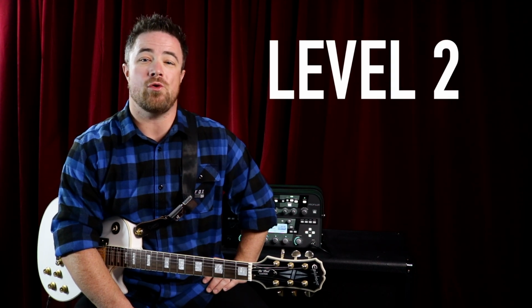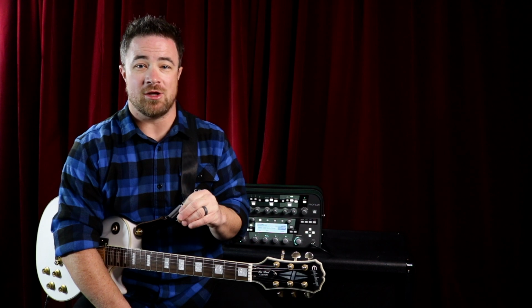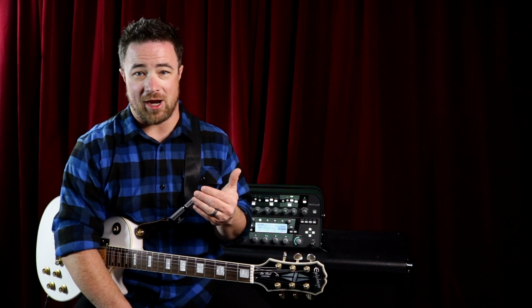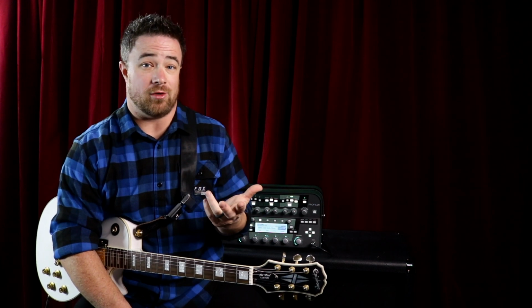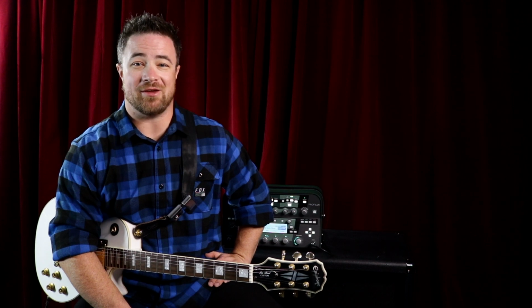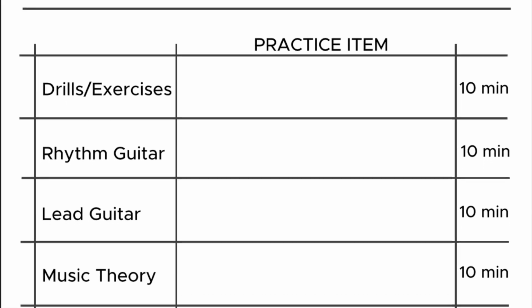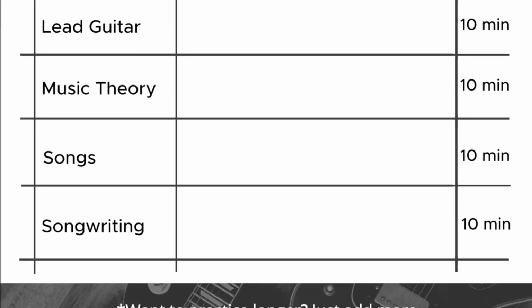Now, if you've got a little bit more time, you're practicing longer than like 10 minutes a day, then let's go to level 2. For level 2 of this, what we're going to do is all 6 of these areas in one day. So we're going to start with our drills or warm-up exercises. That way, we're starting out your practice session with you warming up your hands and warming up your brain as well, hopefully. Then we're going to go through each of the different sections. We're going to go through rhythm guitar, lead guitar, your songs, your music theory, and your songwriting.